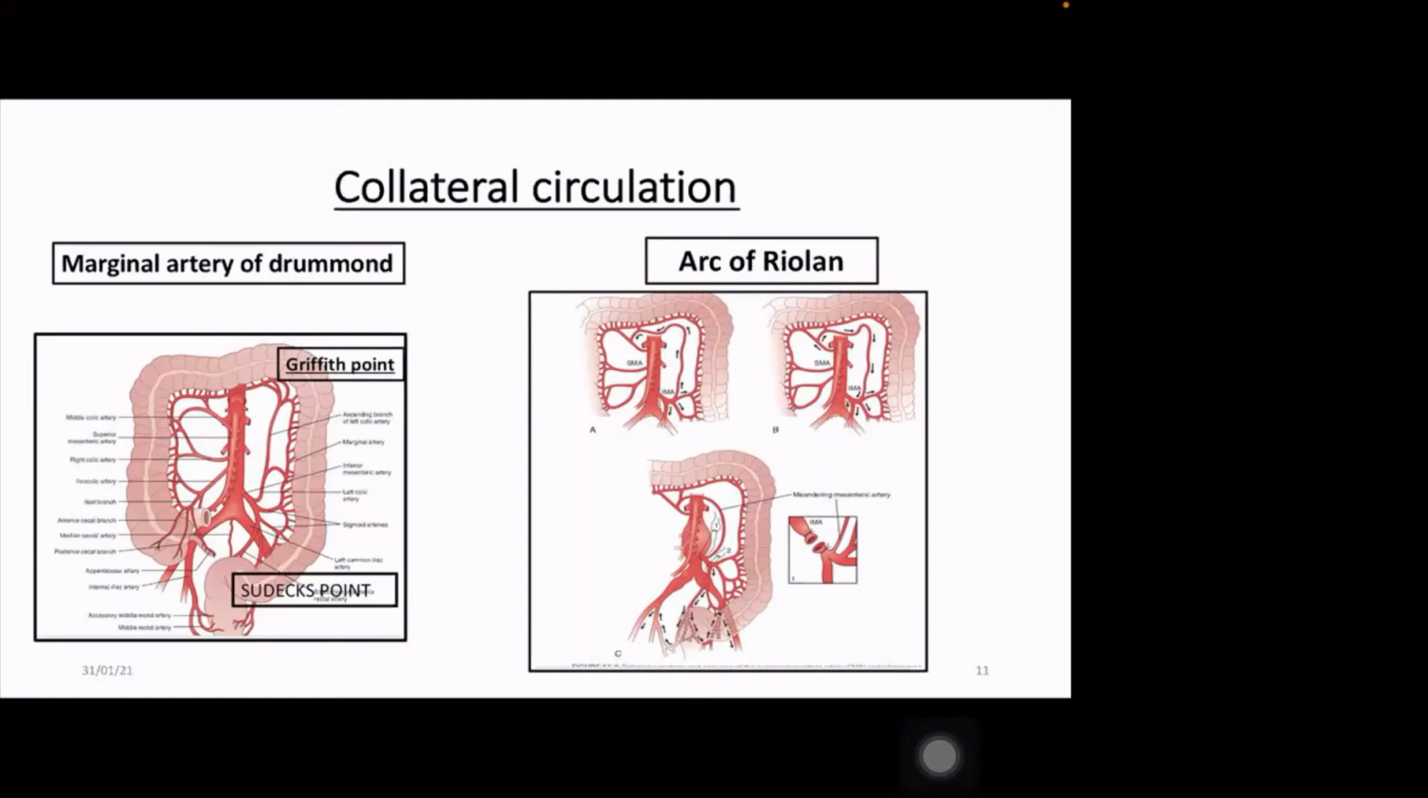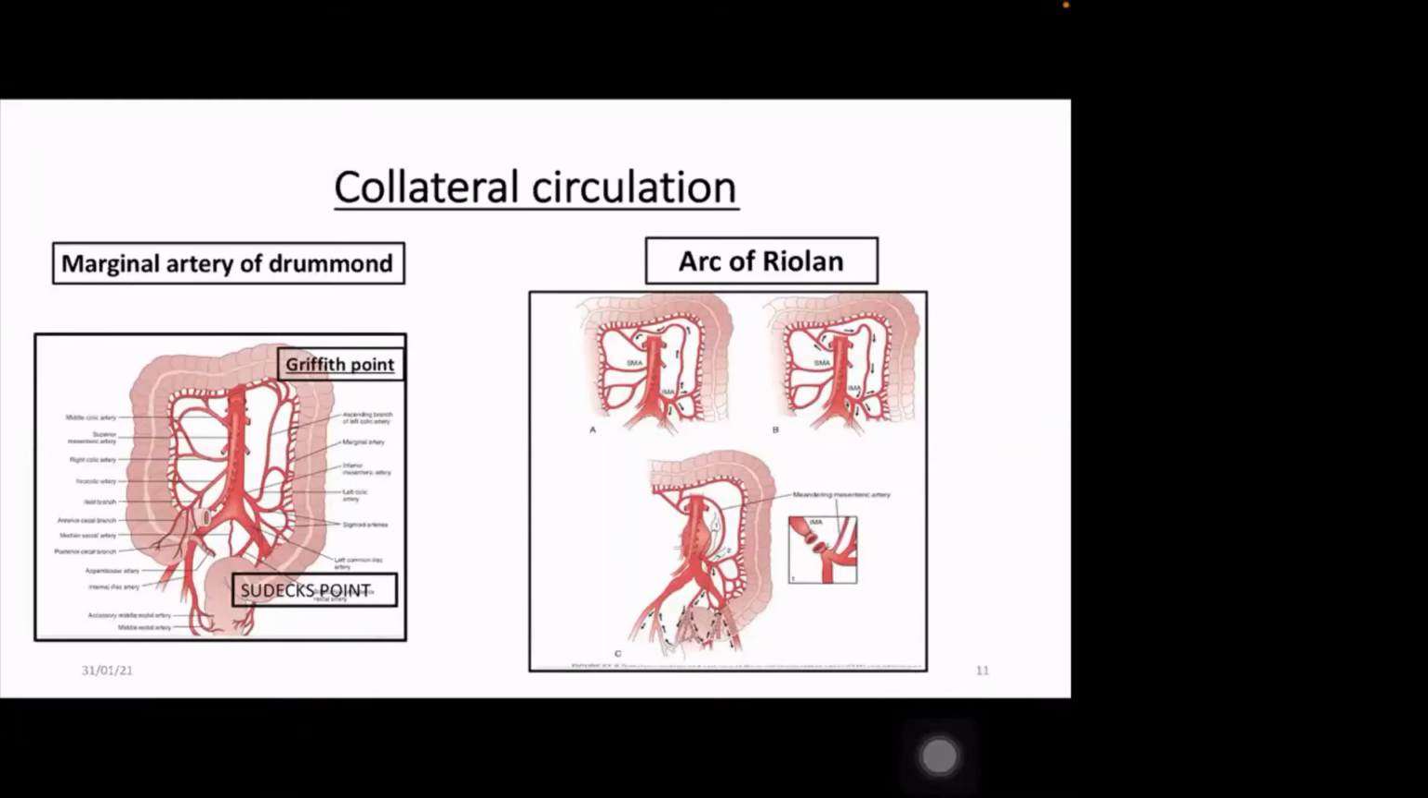So the collateral circulation of the colon. This is a very important aspect because the colon has a very rich blood supply, and the collateral circulation of the colon is tremendous. Even if two or three arteries are blocked, the collateral circulation can take over the blood supply needed in the blocked area. This collateral circulation is mainly achieved by two important arteries. One is the marginal artery of Drummond, and the other is the arc of Riolan.